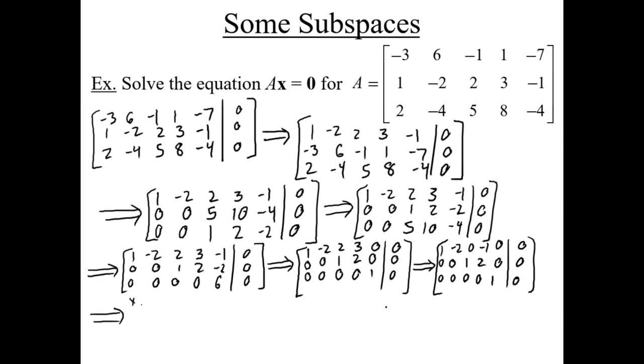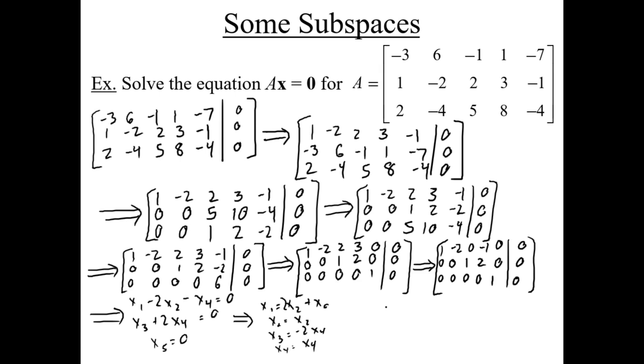Finally, what does this tell me? This tells me that x1 minus 2x2 minus x4 is equal to 0. x3 plus 2x4 equals 0, and x5 is equal to 0. Which I can rewrite as, so x1 is equal to 2x2 plus x4. x2 is itself. x3 is -2x4. x4 is itself, and x5 equals 0.